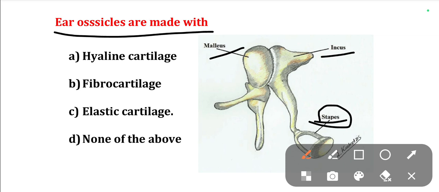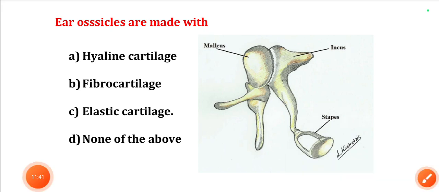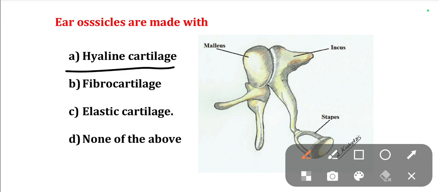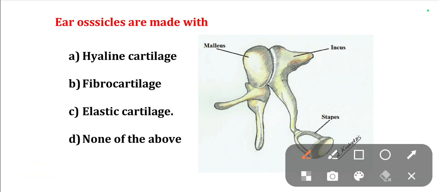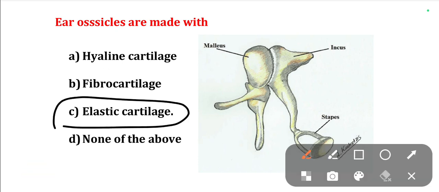What type of cartilage can we see in these ossicles? Options are hyaline cartilage, fibrocartilage, elastic cartilage, none of the above. The right one is the elastic cartilage. So the ear bones are made with elastic cartilage.